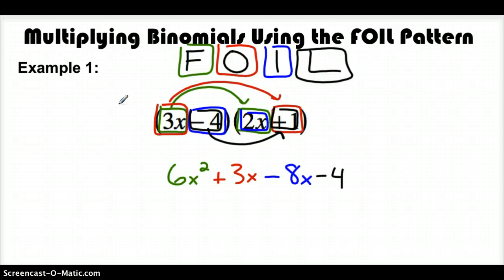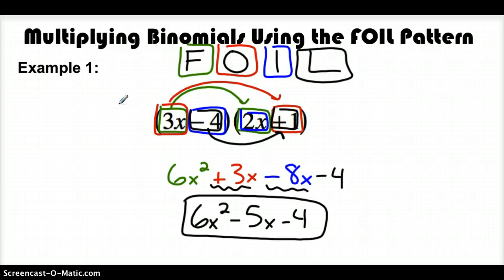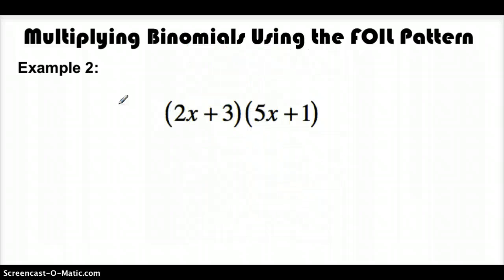Now all I want to do is combine these like terms here. I got a positive 3x and a negative 8x. That will give me a negative 5x. So my final answer is 6x squared minus 5x minus 4. Now again, still showing quite a bit of work there, and that's okay. We'll show lots of work until this is actually automatic. One last example here we'll take a look at.